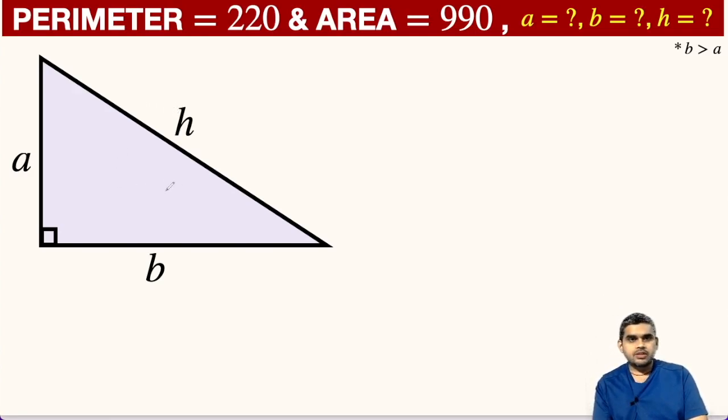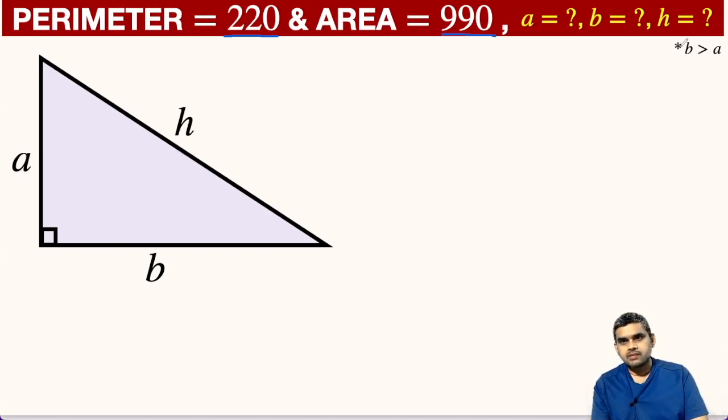So in the figure shown, we have a right triangle. The three sides of this right triangle are given as B, A and the hypotenuse H. The perimeter of this right triangle is given as 220 units and its area is 990 units. We have to find the dimensions of this right triangle.